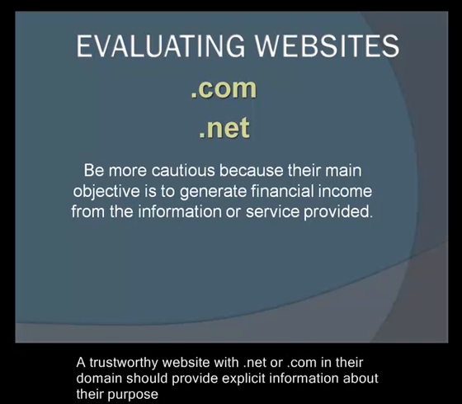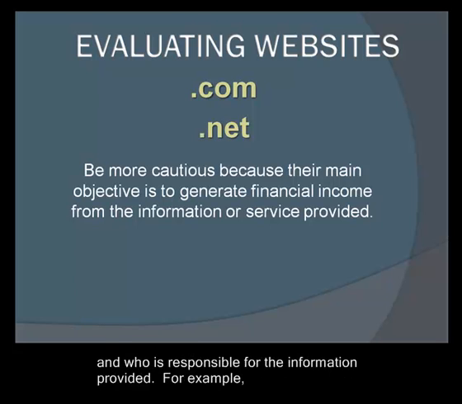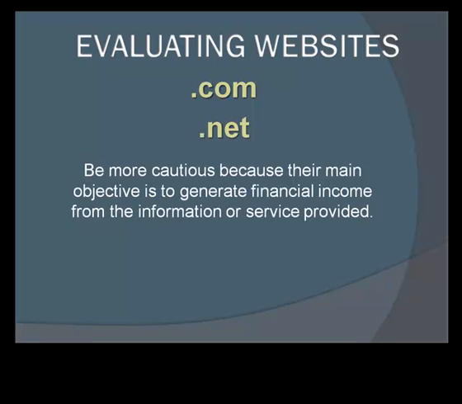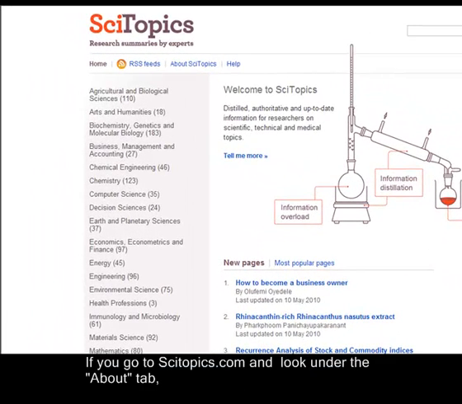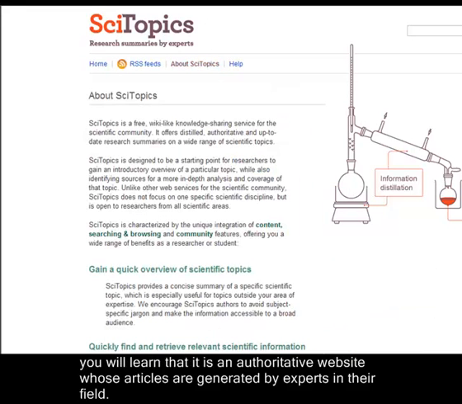A trustworthy website with .net or .com in their domain should provide explicit information about their purpose and who is responsible for the information provided. For example, if you go to scitopics.com and look under the About tab, you will learn that it is an authoritative website whose articles are generated by experts in their field.